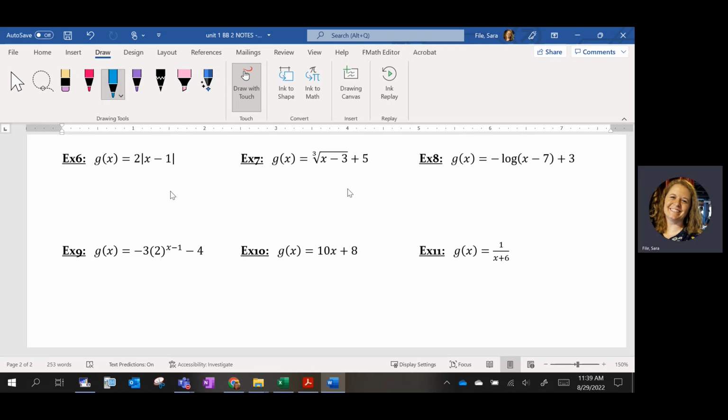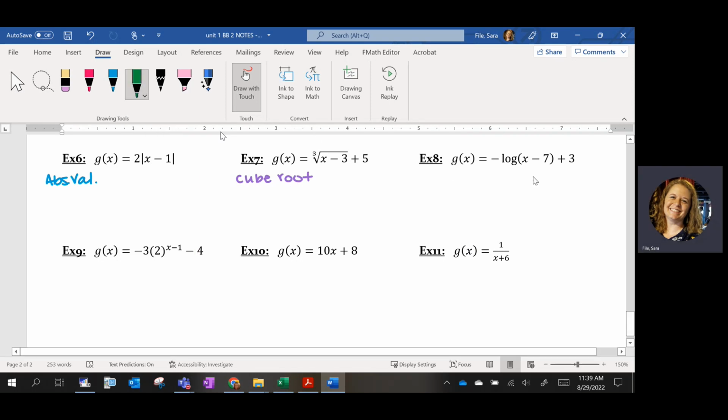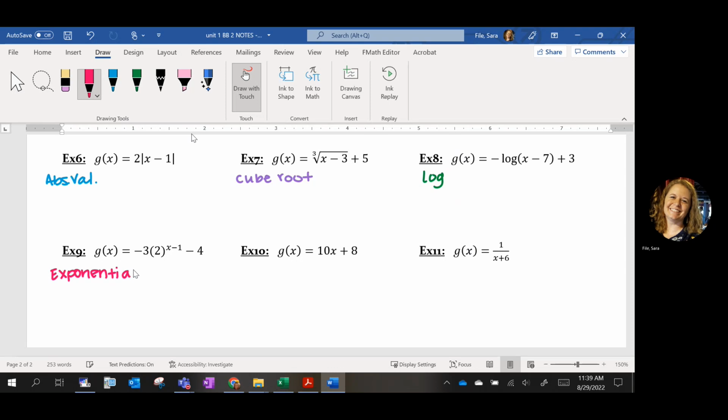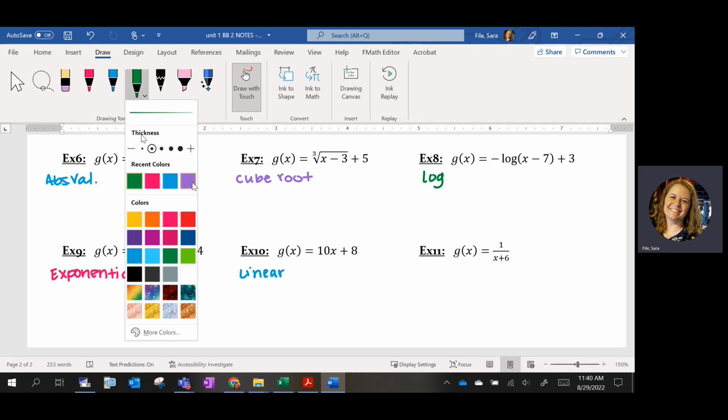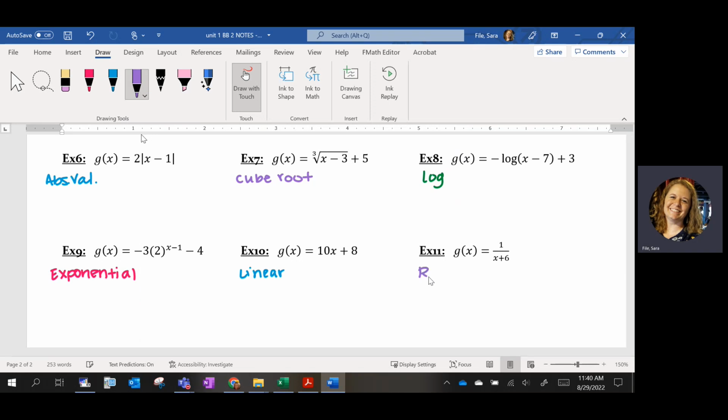What type of function? Let's just get the types of functions listed real quick. What type of function is 6? Good. Okay. What type of function is 7? Cube root. Good. What type of function is 8? A log function. What type of function is 9? X is in the exponent. Yeah, so exponential. Okay, 10. That is just linear. Good. Okay, and then 11. That one is rational. X is in the denominator.